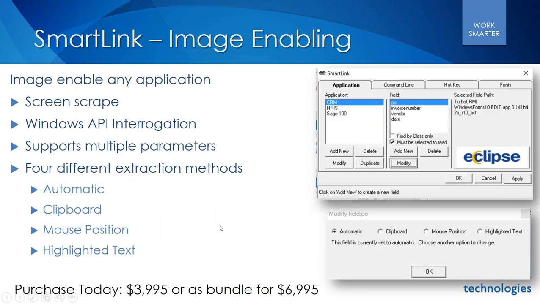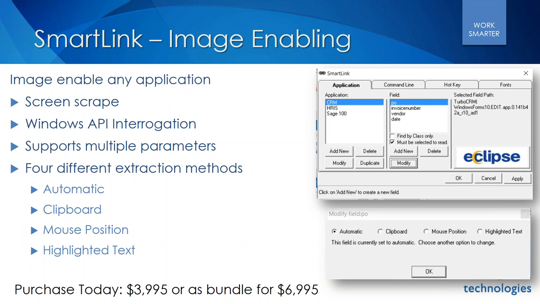Okay, so Smartlink is basically the screen scraper. It uses a Win API-based interrogation method. There are actually 4 different ways to use Smartlink to extract data. In a lot of cases, some line of business systems don't support screen scraping, meaning that the data on the screen isn't text-based, so we can't grab it.